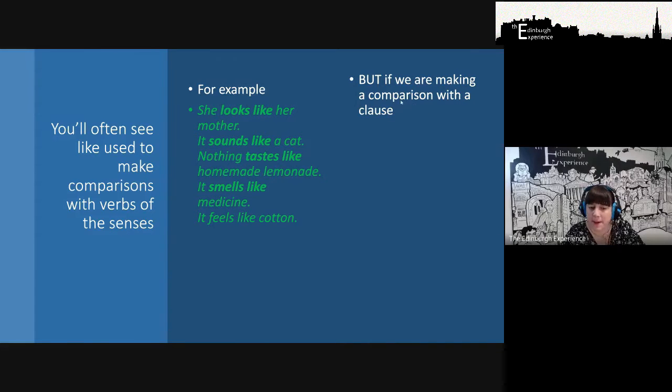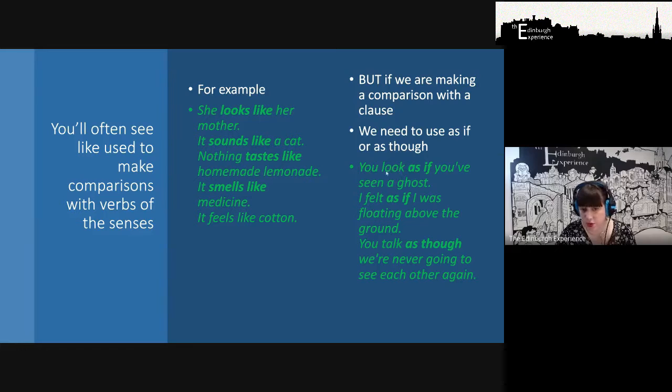If we're making a comparison with a clause, does everyone know what a clause is? So a clause is a group of words which has meaning. So if I say cup, that's just one word. But if I say a big cup with tea, that is a clause. Okay, so it's a group of words connected which has meaning. So if I want to make one of these kind of comparisons, yeah, to describe something, to say it's similar, then I don't use like, I use as if, or I use as though.